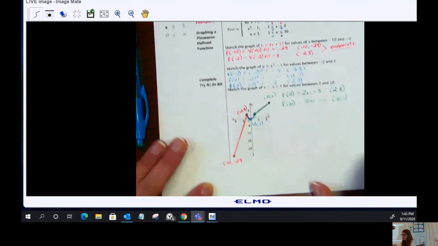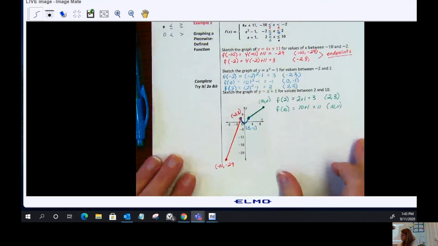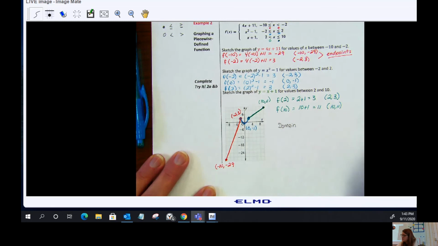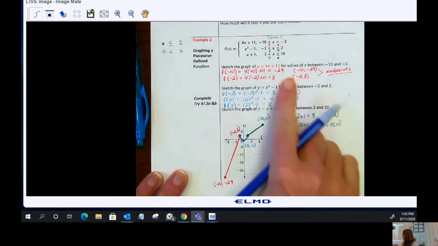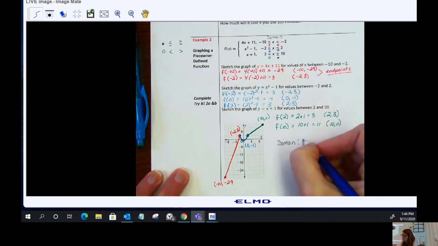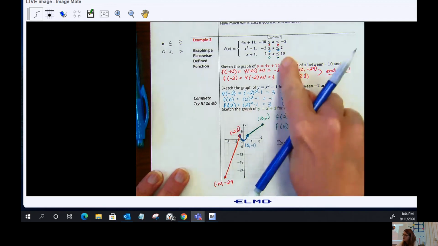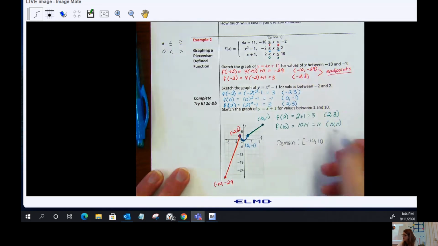Now let's go ahead and talk about domain, range, and intervals of increase and decrease. So if I am looking at the domain, domains of piecewise defined functions are pretty easy. We saw that they were all connected. So literally, if I just come back up here, my domain starts at negative 10, and that value was included, so I use a bracket, and it ends here at 10. Also a bracket.